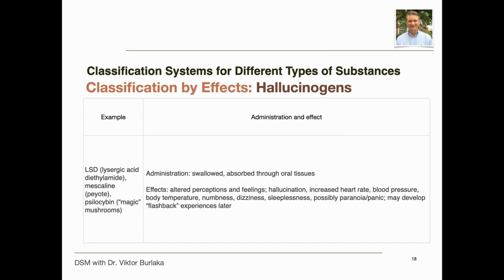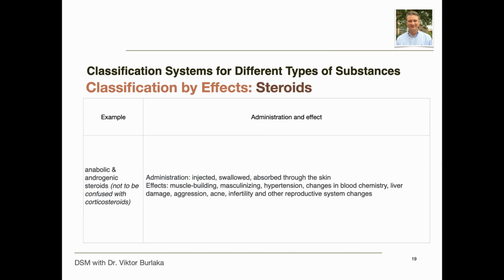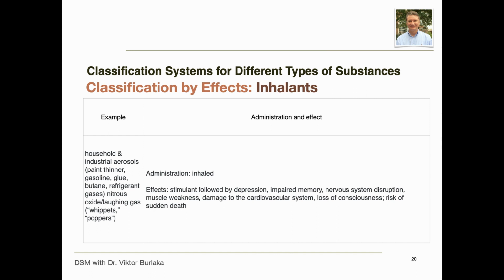Hallucinogens alter perceptions and feelings, cause hallucination, increase heart rate, blood pressure, body temperature, numbness, dizziness, sleeplessness, lead to paranoia and flashback experiences. The use of steroids is associated with muscle growth, deeper voice, facial hair growth, but also with hypertension, changes in blood chemistry, liver damage, aggression, acne, infertility, and other reproductive system changes. Inhalants produce a stimulant effect followed by depression, impaired memory, nervous system disruption, muscle weakness, damage to the cardiovascular system, loss of consciousness, and risk of sudden death.